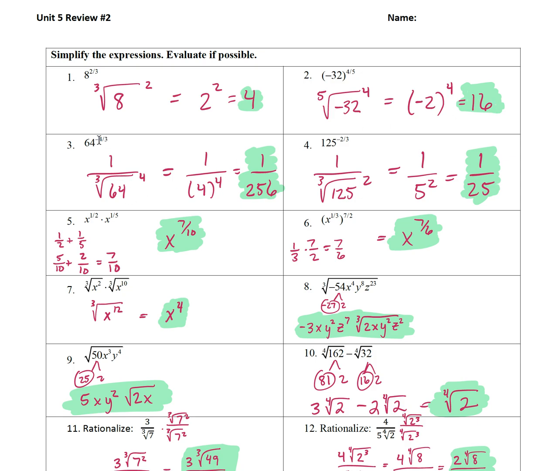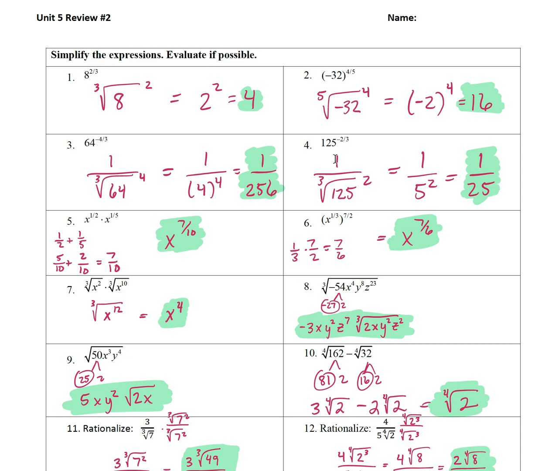Same thing here, except the negative in the exponent is going to move it into the denominator, but everything else is the same. I'm still going to do the root first, the cube root first. The cube root of 64 is 4, and then 4 to the 4th is 256. Then it's 1 over 256.